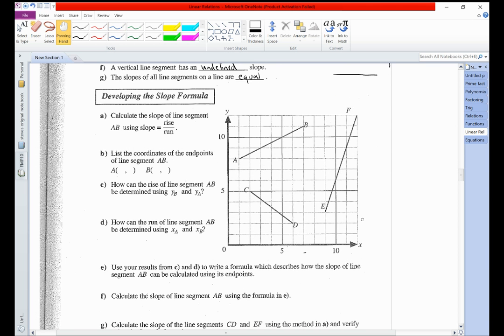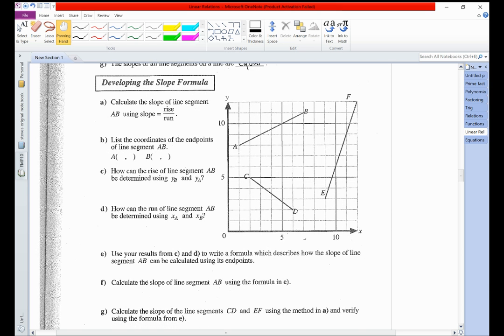All right, so let's look at developing the slope formula. So it says here, calculate the slope of a line segment AB using rise over run. So we know we like to choose 2 points where the line goes through whole integer points. So it looks like here I can say, okay, my rise is going to be 1, 2, positive 2, and my run will be 1, 2, 3, 4. So 2 over 4, and then we want to reduce that as much as possible. So 2 over 4 becomes 1/2. Awesome, that was pretty straightforward.